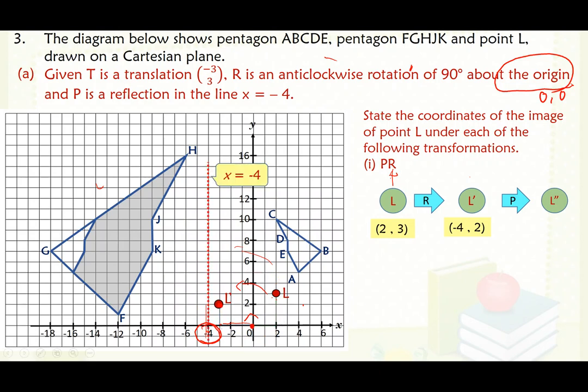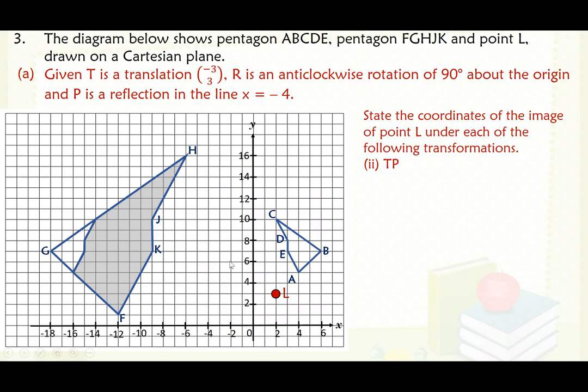So line x equal to -4 here. So reflection, that means reflect. This is a mirror. So this is 1 unit. That means your image also at 1 unit. So this is your L prime prime. The coordinate for L prime prime is -5 and 2.